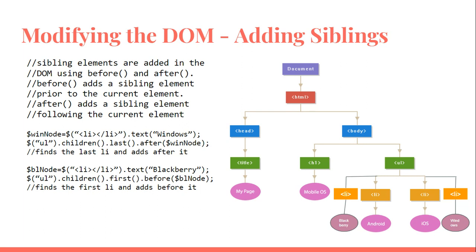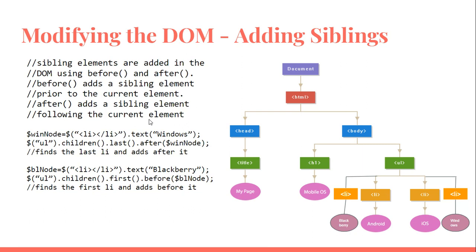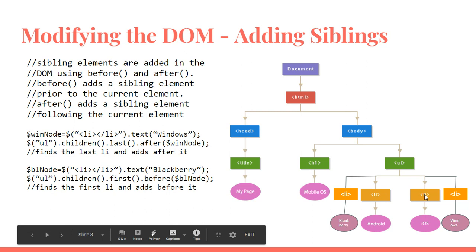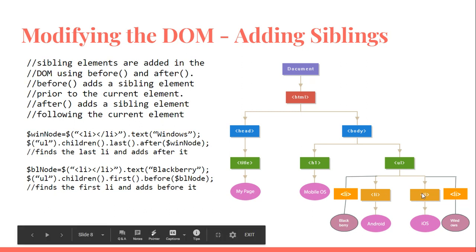Before and after are for adding things into the DOM. Before adds a sibling element before the current element, and after adds a sibling element after the current element. So again, I'm going to make my win node with text windows, and I'm going to go to ul children dot last, which is pointing here, and I'm going to say dot after. So dot after, I'm going to add win node.